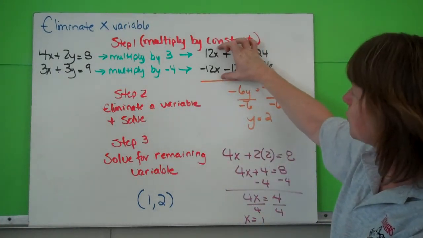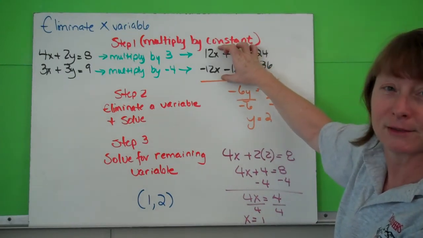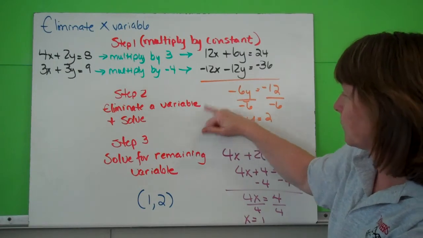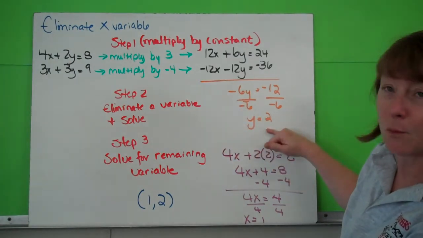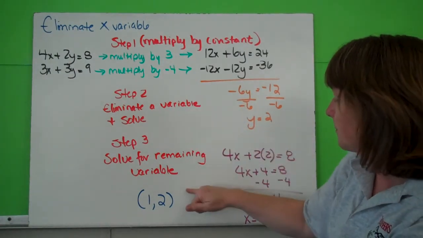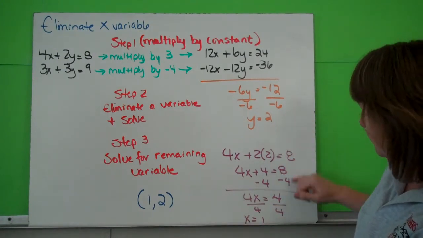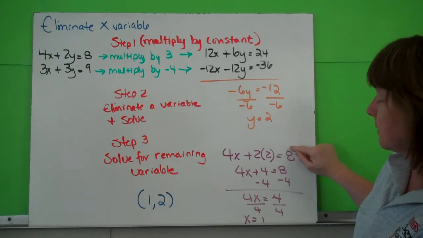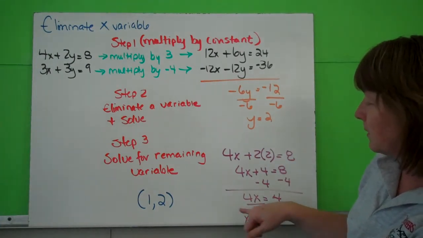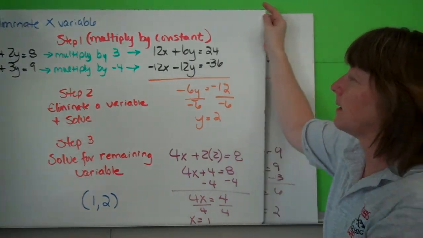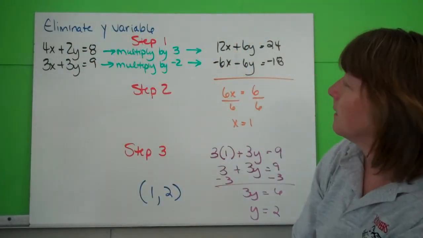We now have this 12x minus 12x. Those cancel out, and when we solve this out, we've eliminated the variable. We're going to solve out for y equals 2. Step 3, we're going to solve for x. Plug in the 2 for the y. Either equation works; I just plugged it into the first one. We get x equals 1. Solution is (1, 2).